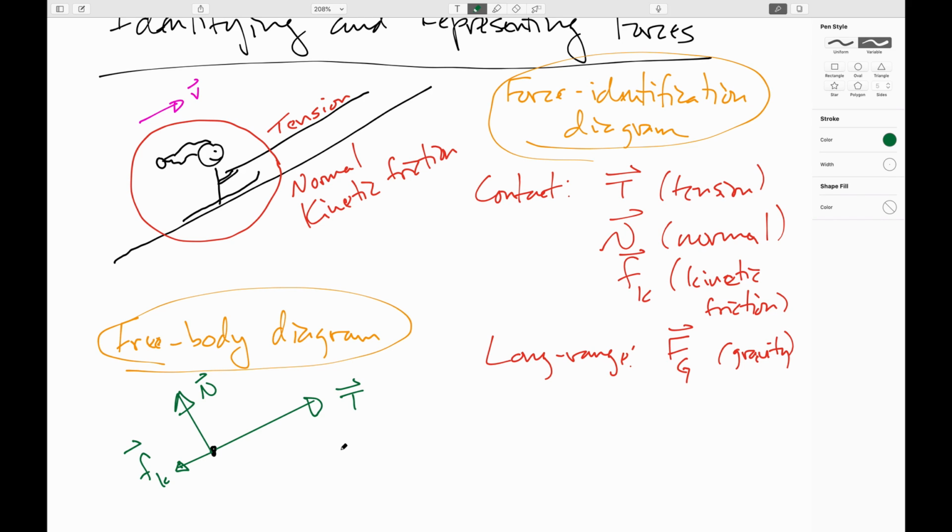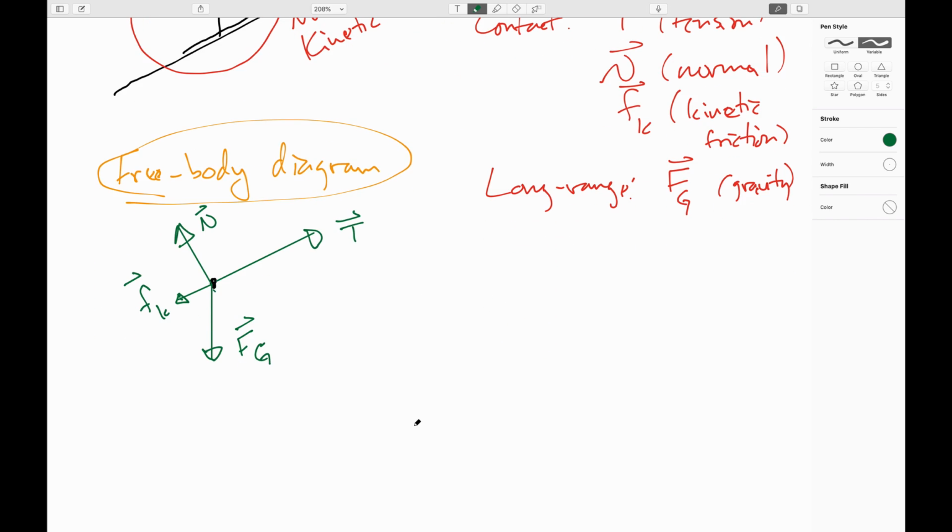And then, okay, we've gone through all of our contact forces. We're just left with gravity. And we know that gravity is going to act straight down, like so. And that's a free body diagram. So when you're thinking about what forces are acting on something, step 1, force identification diagram. Step 2, free body diagram.